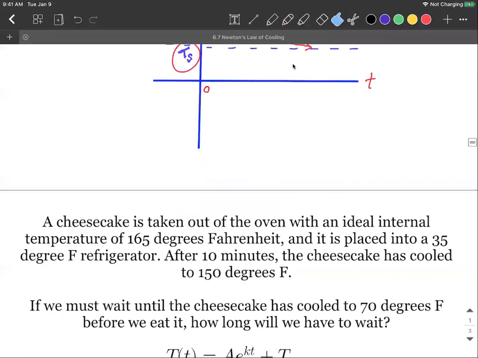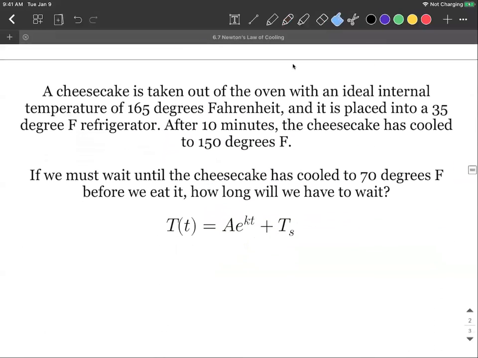All right, let's take a look at a cheesecake example. So a cheesecake is taken out of the oven with an ideal internal temperature of 165 degrees Fahrenheit. And then it's placed in a 35-degree Fahrenheit refrigerator. After 10 minutes, the cheesecake is cooled to 150 degrees Fahrenheit. Now we're going to have to wait until it has cooled to 70 degrees Fahrenheit before we can eat it. How long do we have to wait?